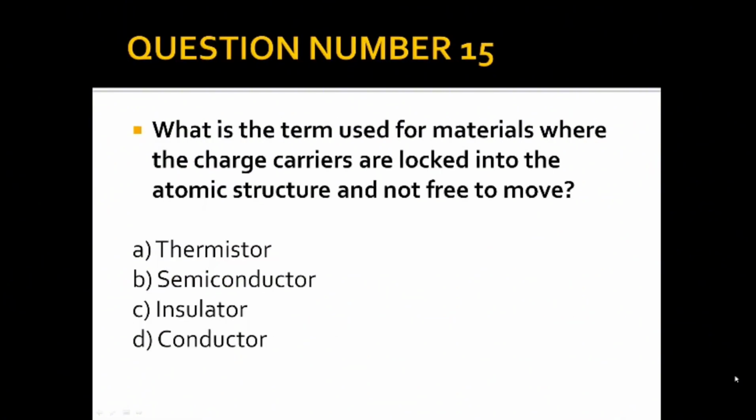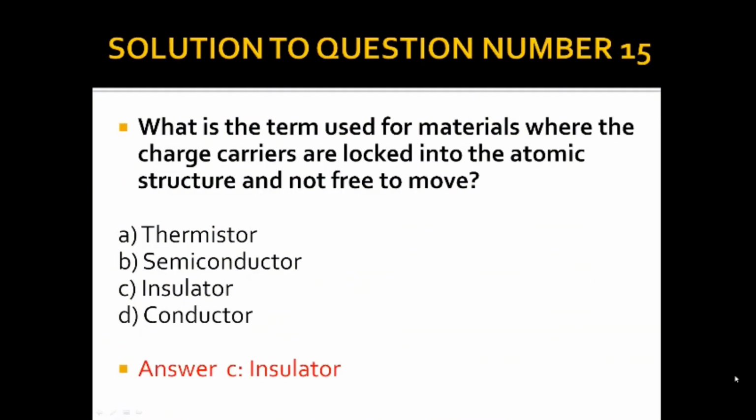Question number 15. What is the term used for materials where the charge carriers are locked into the atomic structure and not free to move? Thermistor, semiconductor, insulator, conductor. The answer is insulators. Let's find out whether it's true. Yes, insulators. Because insulators have bound electrons. That is why they cannot conduct. Their carriers are not free, so they cannot conduct electricity.